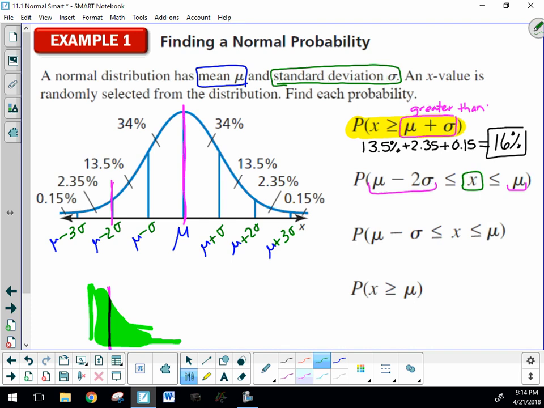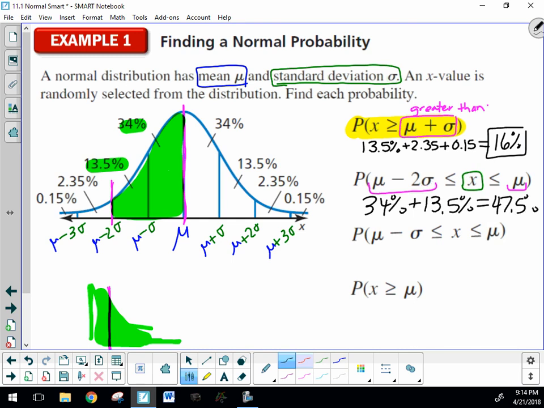So if we shade in that section in between those two values, it's these two sections. So to get the answer, we'll just add up those two percentages. 34% plus 13.5%, which is 47.5%. So the probability of the x value being between those two values would be 47.5%.